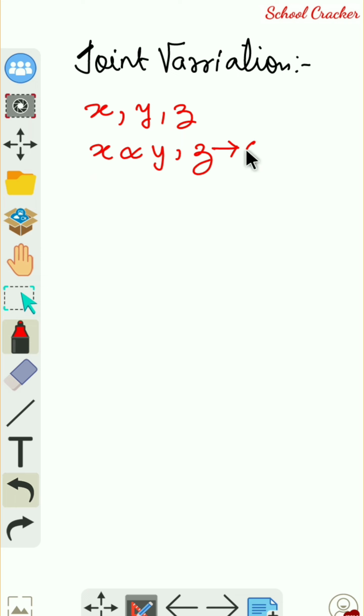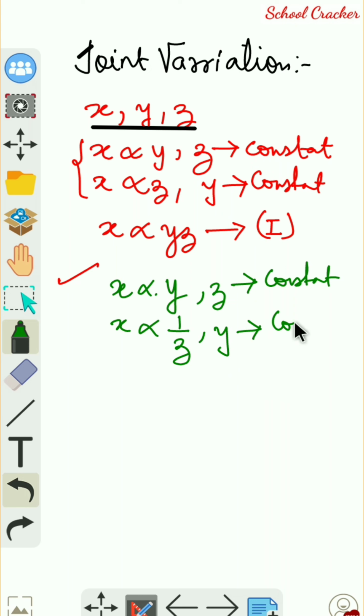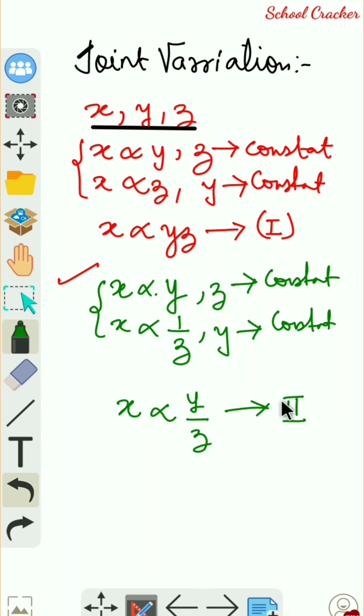These three quantities can again be expressed as a joint variation in another form. So x can be proportional to y when z is constant. X can be proportional to 1 by z when y is constant. So combining these two expressions, it can be written as x is proportional to y by z. This is the second type of expressing joint variation.